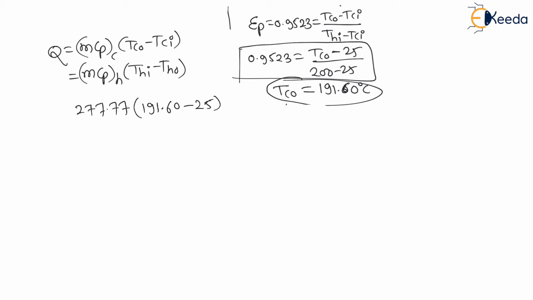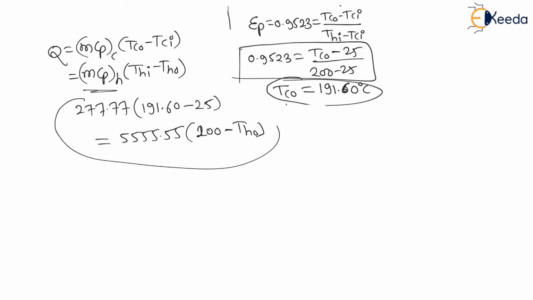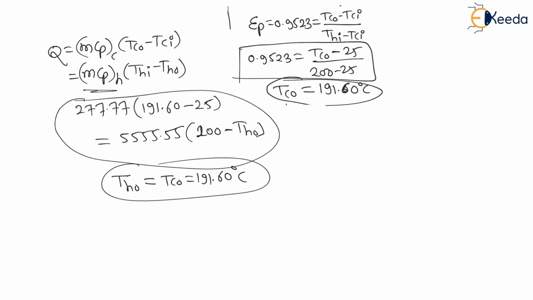Let us check the data. This is equal to m Cp of hot, which we have calculated as 555.55, into THI, which is given as 200, minus THO, which we have to calculate. Now by equating these two equations, you will get THO. And my dear students, interestingly, here THO is equal to TCO, which is equal to 191.60. This is just a coincidence, that the exit temperatures of both fluids are the same.